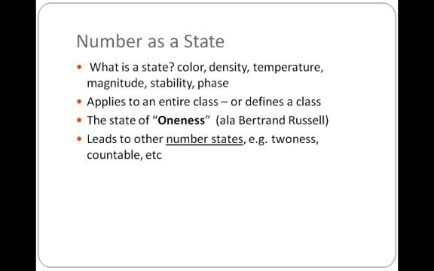Usually, a state applies to an entire class, or even defines a class. The state of oneness, a la Bertrand Russell, is the state of those things, or those sets whose members have the property of being 1, namely sets with 1 member. This leads to other number states, such as the state of two-ness, 2 zebras, 2 pieces of chalk, 2 shoes, and so forth. It also leads to countability, as we'll see.